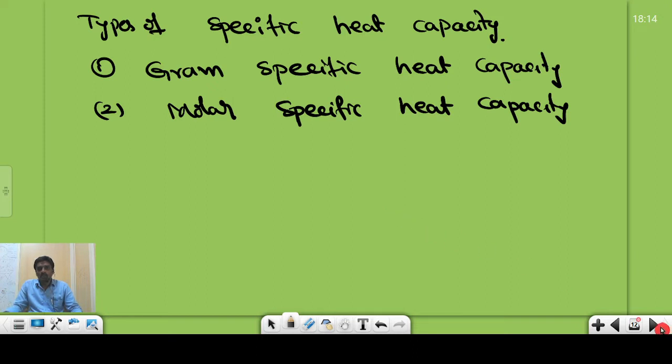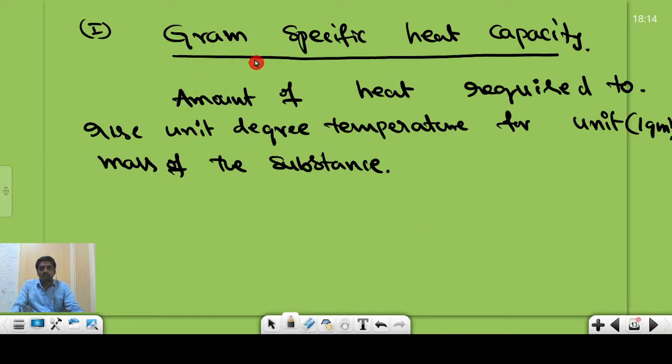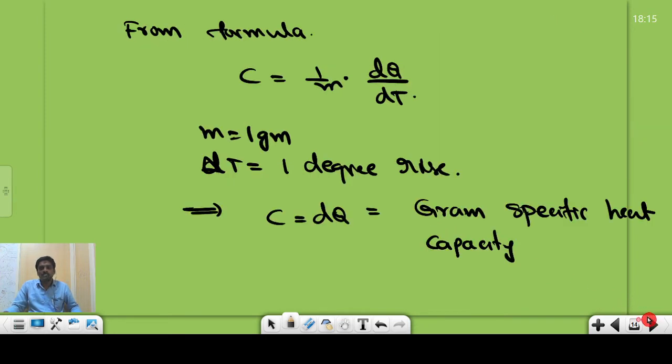Let me start with the gram specific heat capacity. The gram specific heat capacity is nothing but the amount of heat required to raise unit degree temperature for unit mass of the substance, that is 1 gram mass of the substance. So that is named the gram specific heat capacity. The amount of heat required to raise unit degree temperature for 1 gram mass of the substance is nothing but gram specific heat capacity.